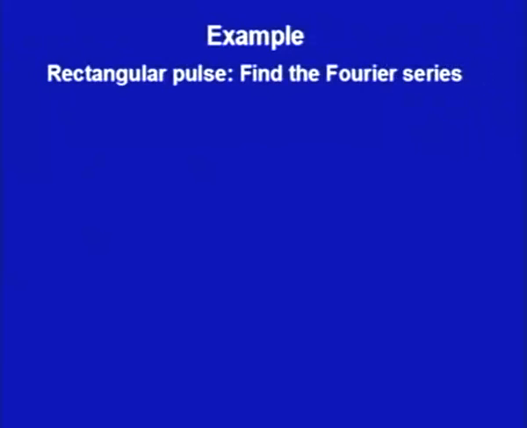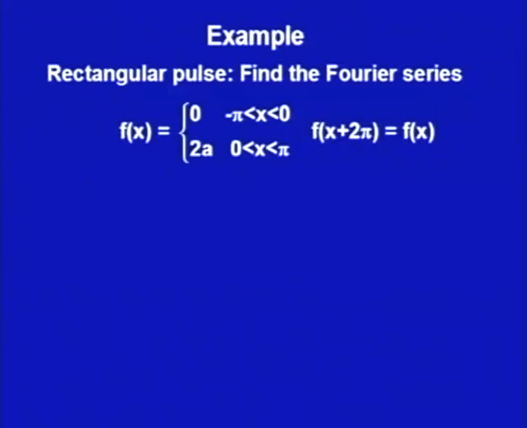Now, let us see examples explaining these properties. The first example is for a rectangular pulse. Find the Fourier series of the function f(x) as 0 from minus pi to 0 and 2a from 0 to pi, with f(x) plus 2 pi equal to f(x). That is, this is a periodic function with period 2 pi. We have to find the Fourier series for this.